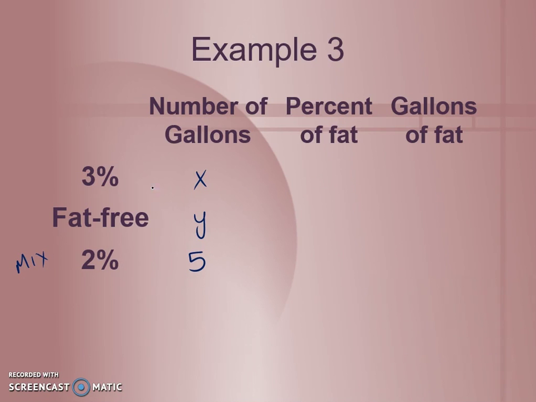Then percent of fat, well, it's 3% milk, so it's going to be 0.03 or 3%. Fat-free, that doesn't have any fat at all, so don't think too hard on it. It's just 0. And then for our final mixture, it's going to be 2% milk.